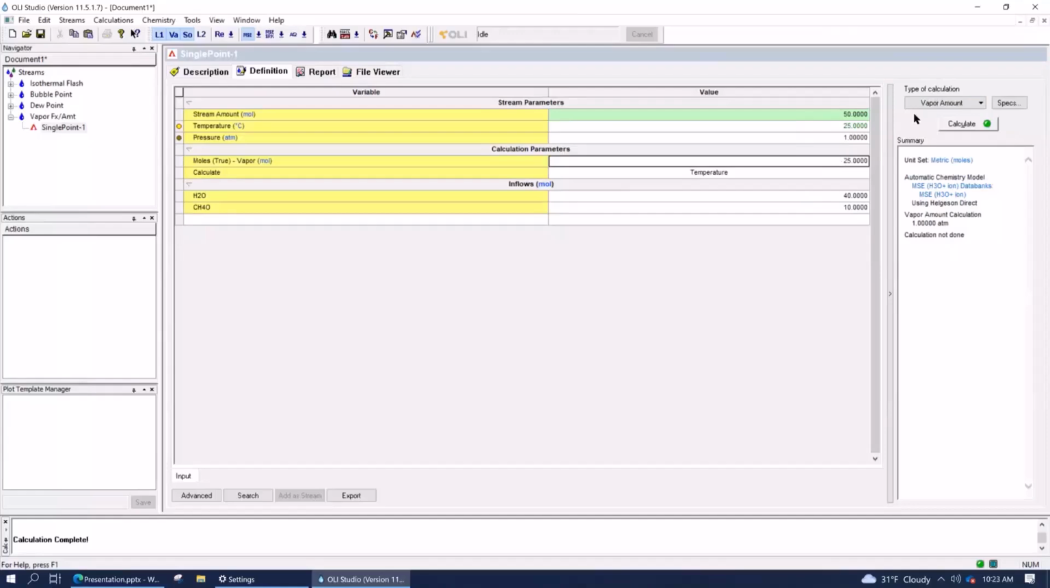So by clicking on vapor amount as the calculation type, the calculation parameters show up here, saying you want to do a vapor amount calculation, you have to specify how much material is going to be in that vapor phase. And the units in this case are moles. The software thinks in moles, remember. So that's why we show it this way, and that's why I didn't change the units. We haven't changed the units yet. Go ahead and press calculate.